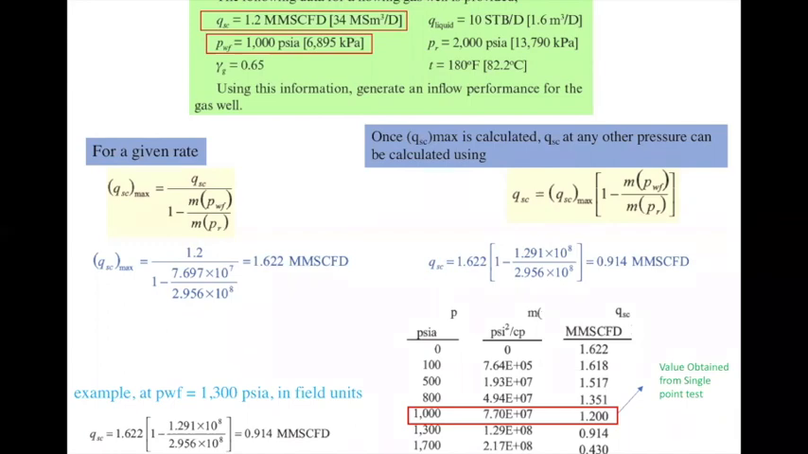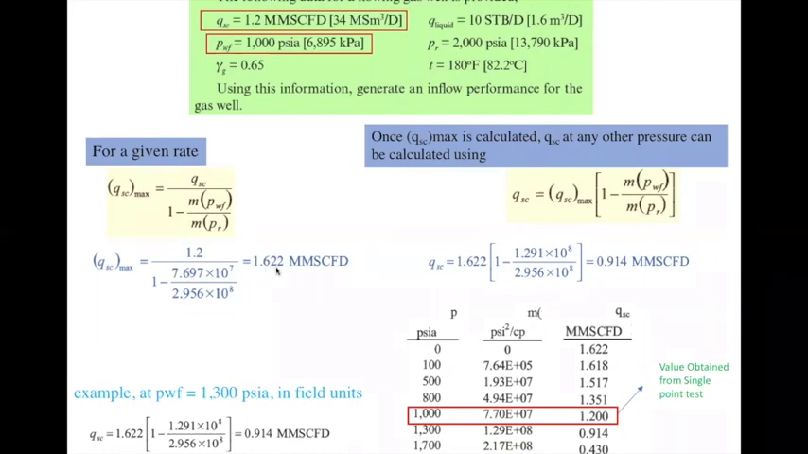We'll see how we can calculate MPR. But before that, just look at this PWF value. Now this PWF and QSC have come from the single point test. If you substitute this value in this particular equation, you'll be able to find out QSC max as we have found below. So now QSC max is known.